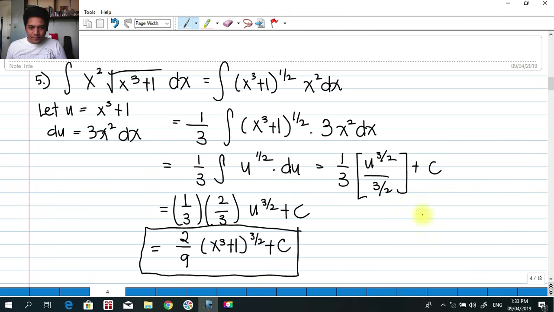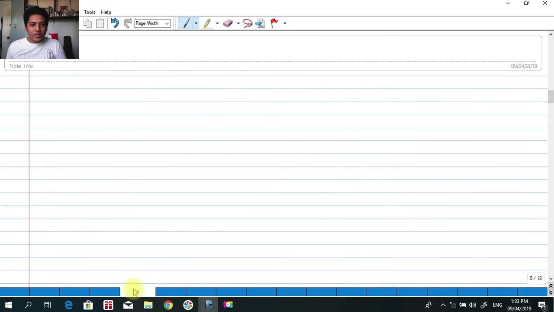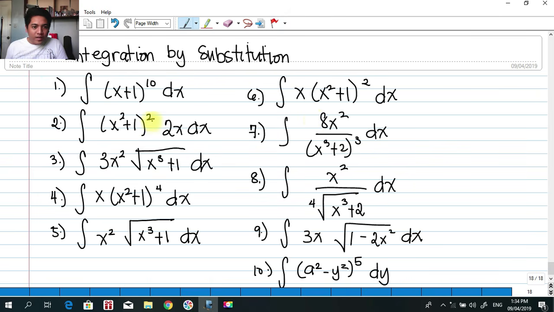Okay? So for number 6, we shall be doing this. For number 6, we have the integral of, let's say, x times (x squared plus 1), let's say, raised to 10 dx. Let's just modify our example. Let's write here raised to 10.